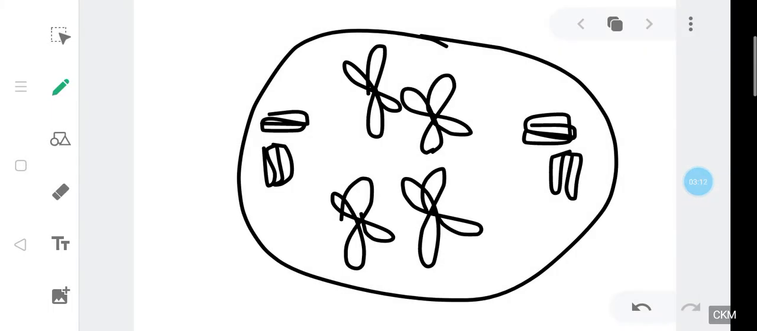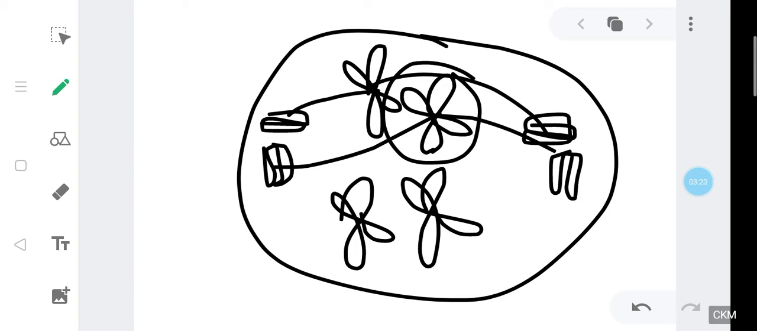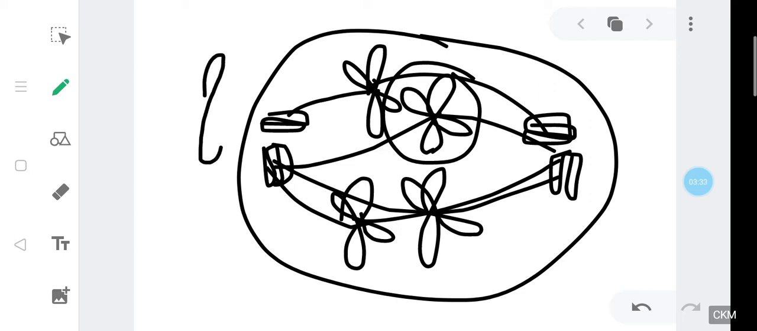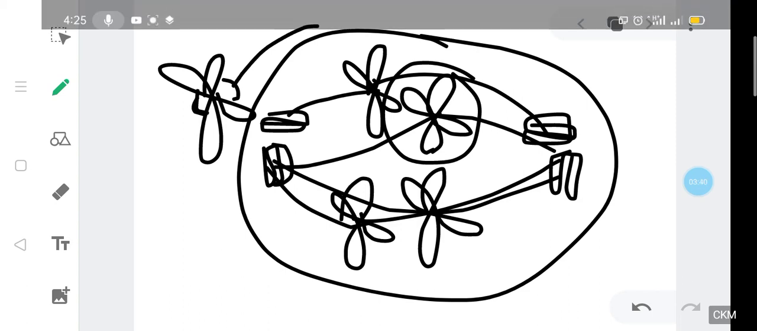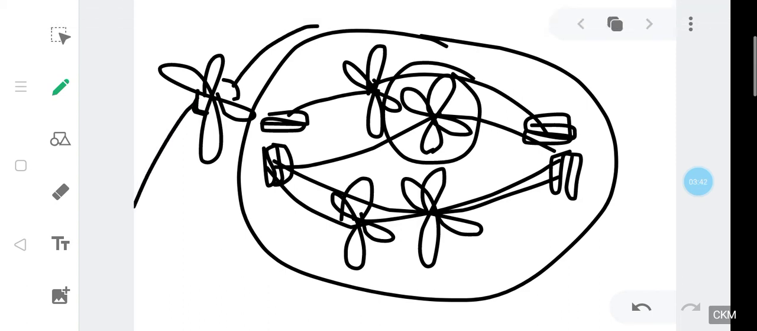So, two kinetochore fibers from opposite poles will attach with each chromosome, like one from this pole and one from this pole. This means that each chromosome's kinetochore protein is going to attach with fibers from both opposite poles, one from this pole and the other from this pole.